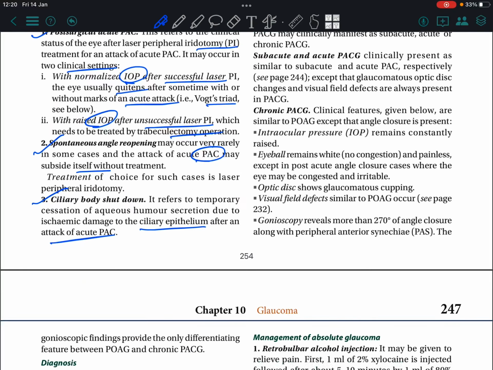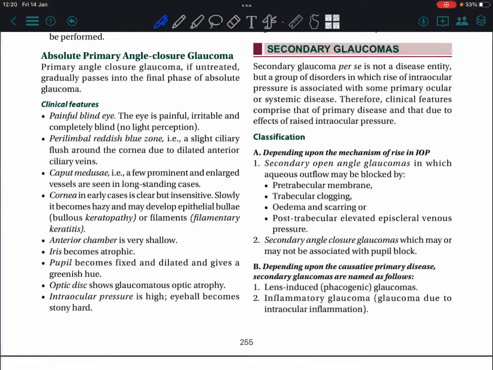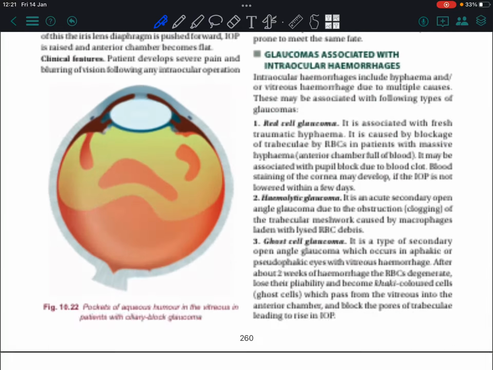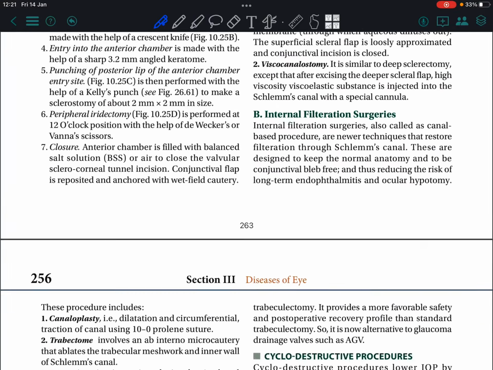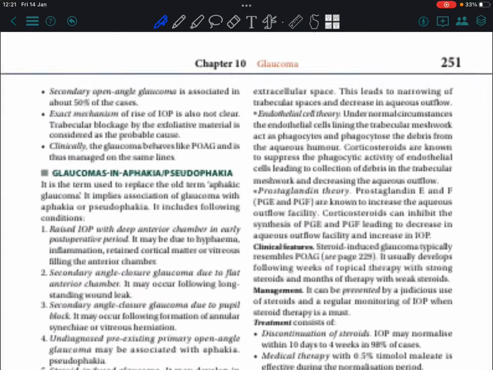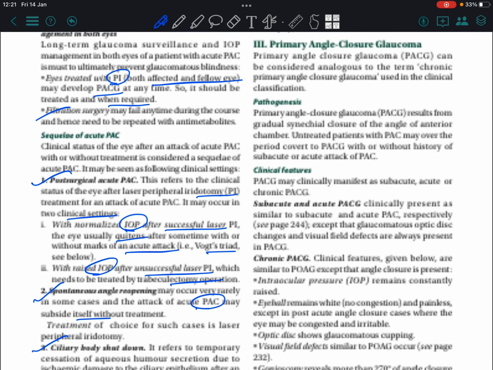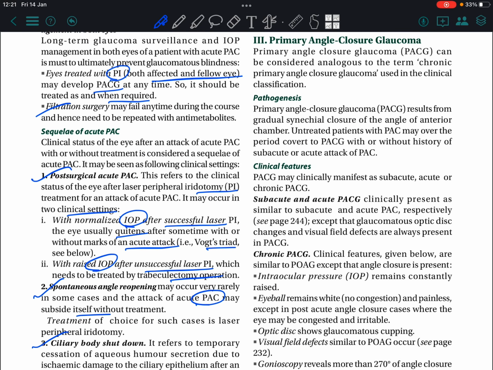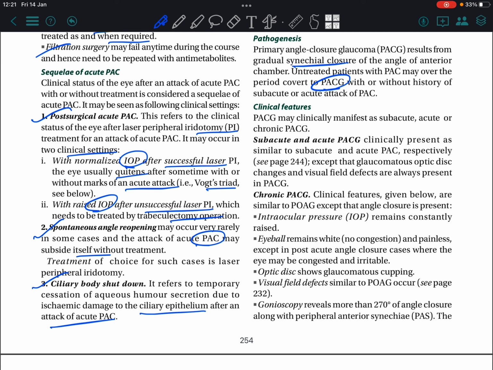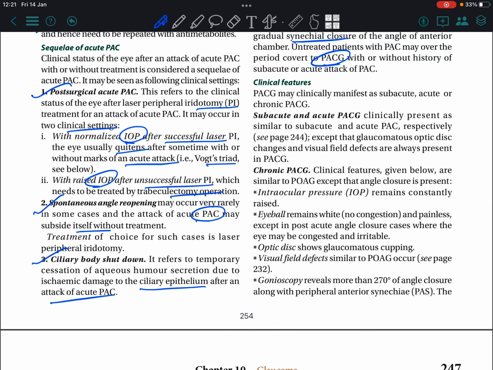Primary angle closure glaucoma is the most important condition. It can be considered analogous to the term chronic primary angle closure glaucoma used in clinical situations. Pathogenesis: it results from gradual synechial closure of the angle. An untreated patient with PAC may over a period convert to PACG without a history of subacute or acute PAC.